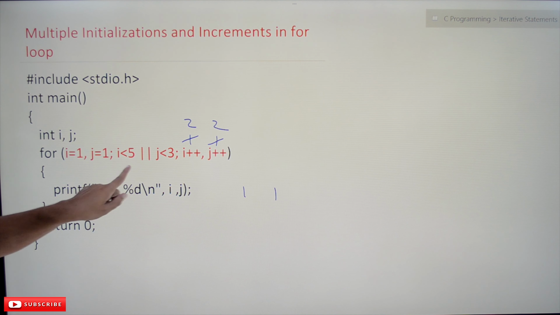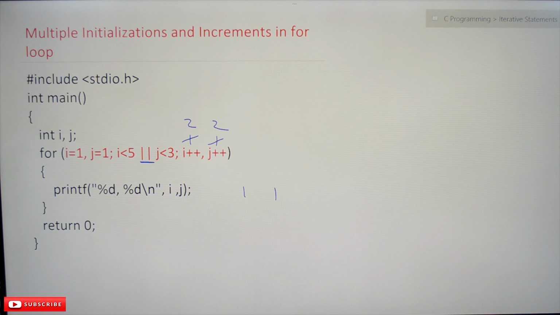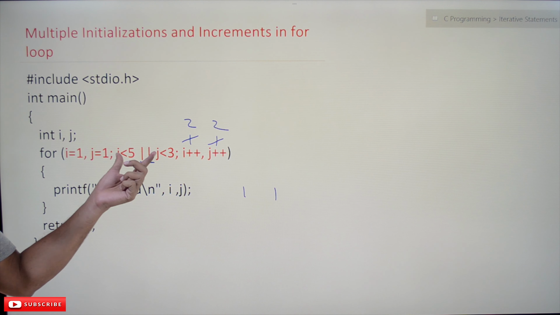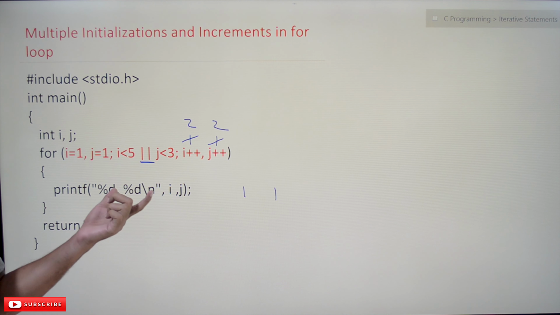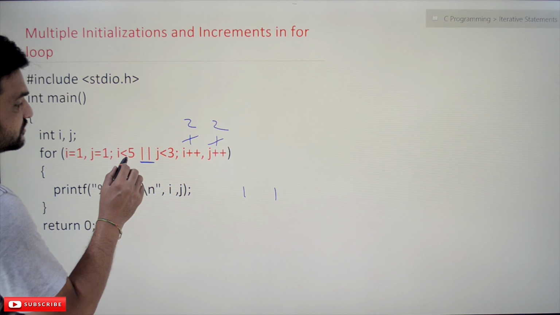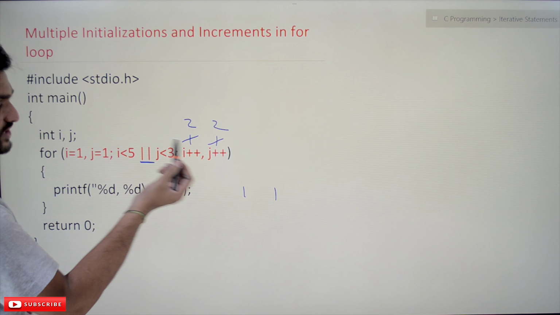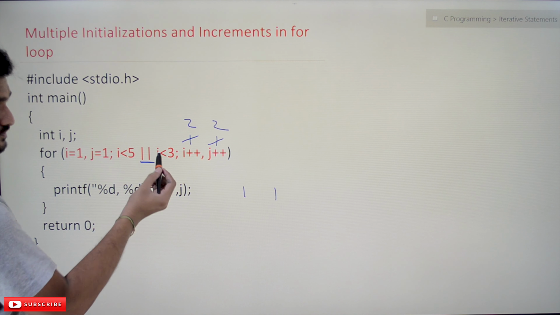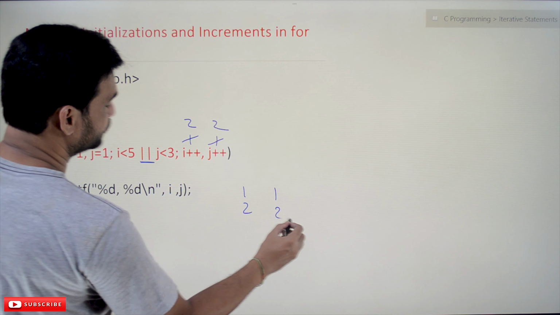Here we are having an OR condition. Try to understand this OR condition. If any one of these is true, we are going to iterate the for loop. Only if both of them are false are we going to come out of the for loop. Now the values of i and j are 2 and 2. Is it true? Yes, both are true. So it is going to print 2 2.